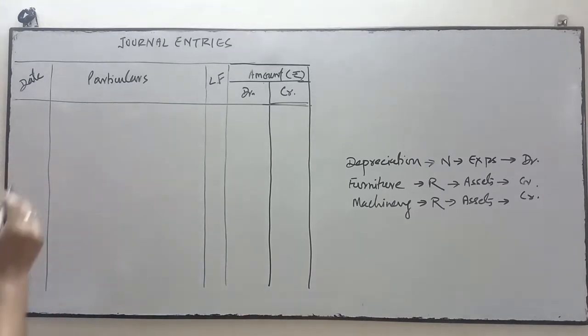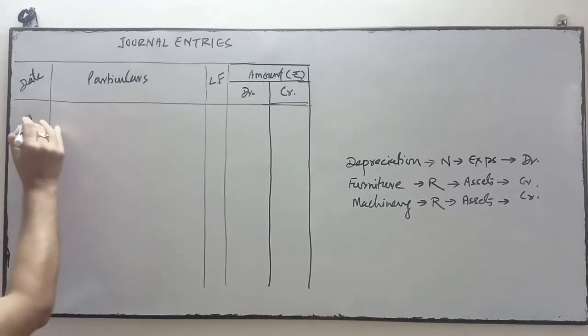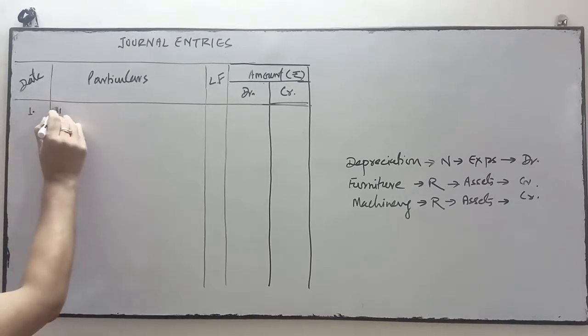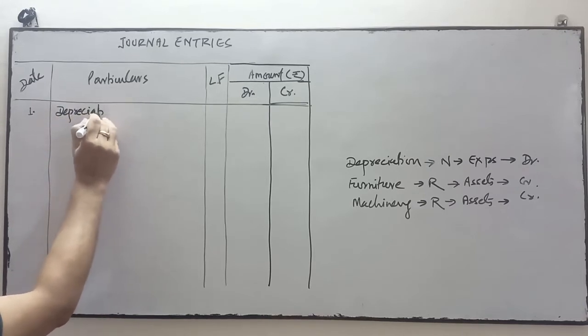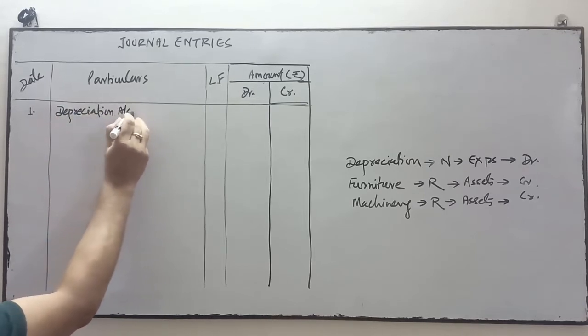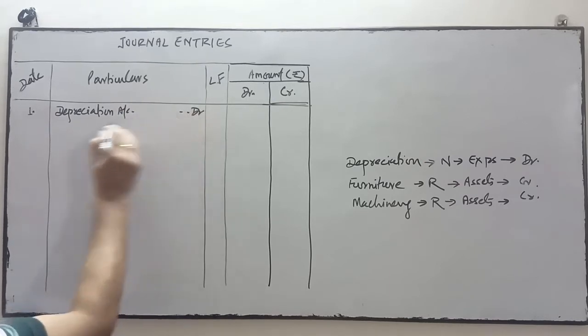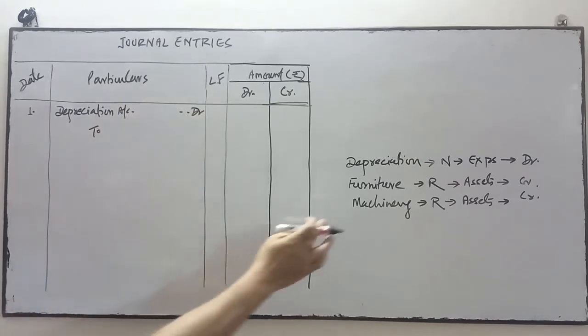So depreciation will be debited. Here the date is not given, so we'll write serial number 1. Depreciation account debit. Depreciation is an expense, and all expenses and losses are debited. So we'll debit it. And these two are credited.